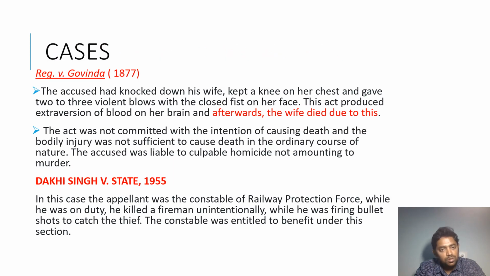Reg versus Govinda. The accused had knocked down his wife, kept a knee on her chest, and gave 2 to 3 violent blows with a closed fist on her face. This act produced extravasation of blood on her brain, and afterwards the wife died. The act was not committed with the intention of causing death, and the bodily injury was not sufficient to cause death in the ordinary course of nature.